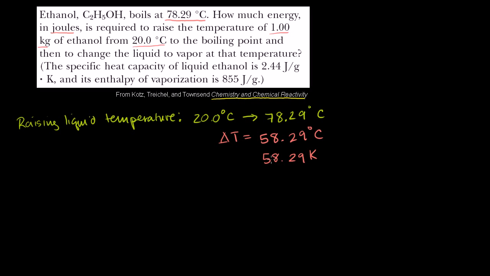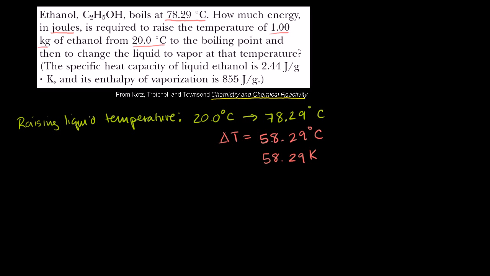The reason we can do that is because differences on the Celsius scale and the Kelvin scale are the same thing. The Kelvin scale is just a shifted version of the Celsius scale. If you added 273 to each of these numbers, you would have the Kelvin temperature. But if you take the difference, it's going to be the exact same difference. Either way you do it, 78.29 minus 20. So that's how much we have to raise the temperature.